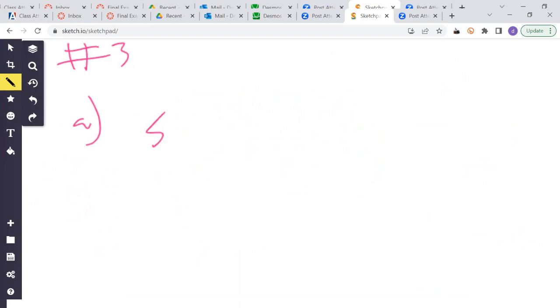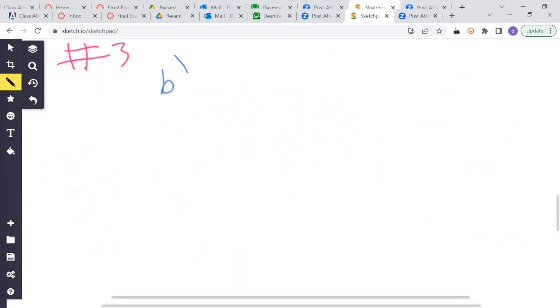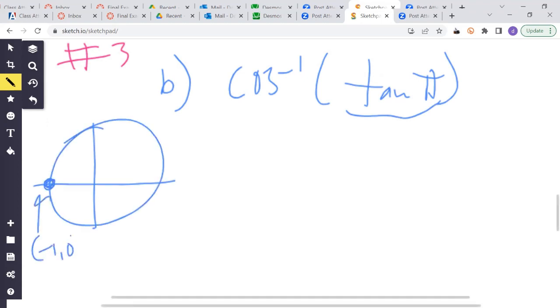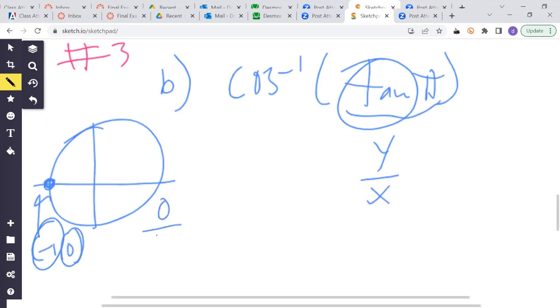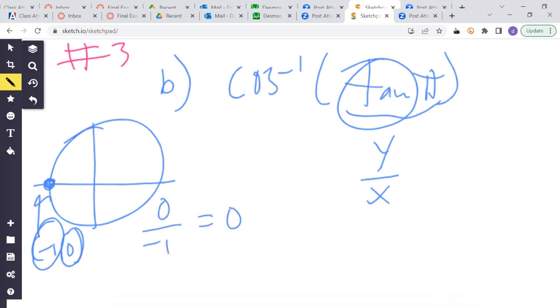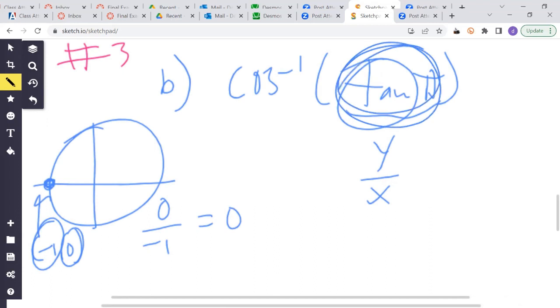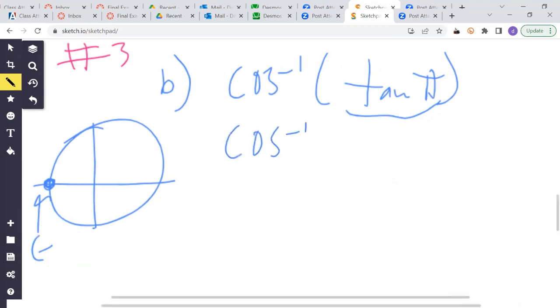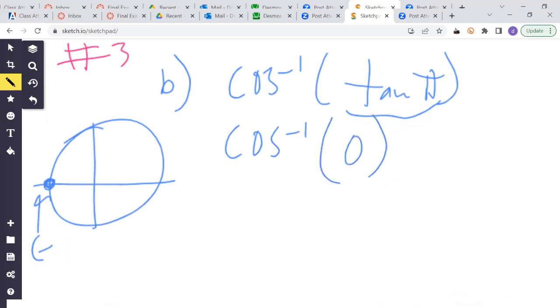Now 3b says cosine inverse of tangent of pi. So the inside, unit circle, pi is here, and the coordinates are -1, 0. But the tangent is y over x. So y over x would be 0 over -1, which is 0. So all the inside is just 0. So this is cosine inverse of 0.